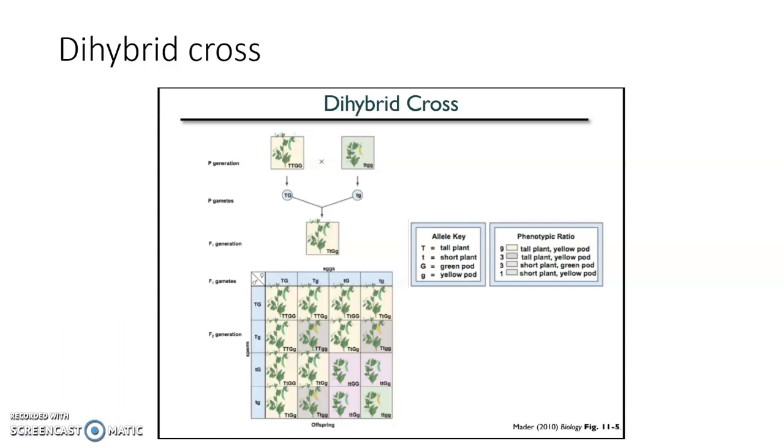Now let's go through a dihybrid cross. This is going to be a little more difficult as it goes through two pairs of alleles instead of just one. So like in this example here, we can see tall plants and green pods mixed with short plants and yellow pods. So homozygous tall, homozygous green mixed with homozygous short and homozygous yellow.